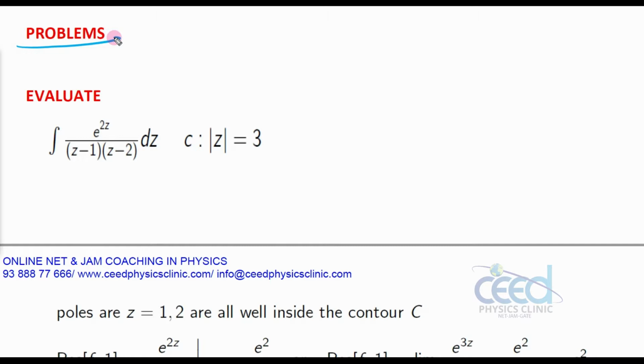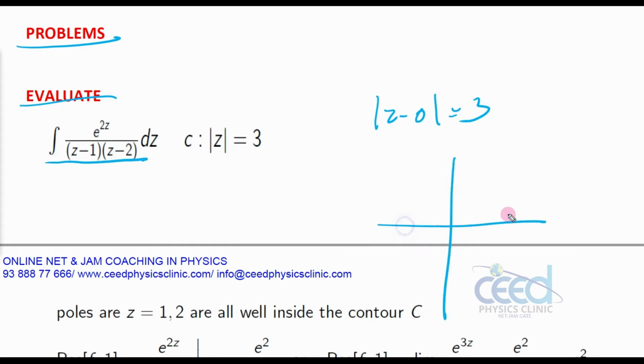Okay, the first problem is to evaluate the integral of e raised to 2z divided by (z minus 1) into (z minus 2) dz, and the contour is defined by mod z is equal to 3. Mod z is equal to 3 is in the format mod z minus 0 is equal to 3. That means it is a circle centered at the origin with a radius 3. So if you plot this, both 1 and 2 are inside this contour.